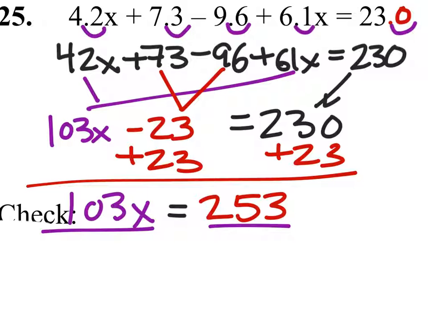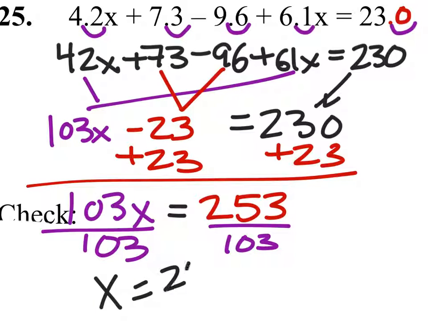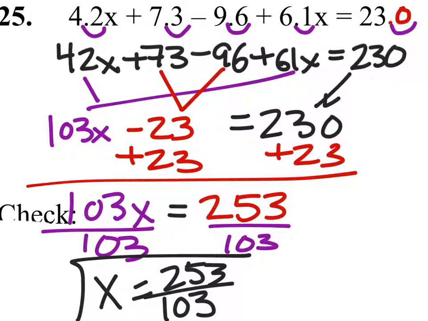Finally, we'll divide both sides by 103. And this tells us that x is 253 over 103. And we've already checked that, so it's complete.